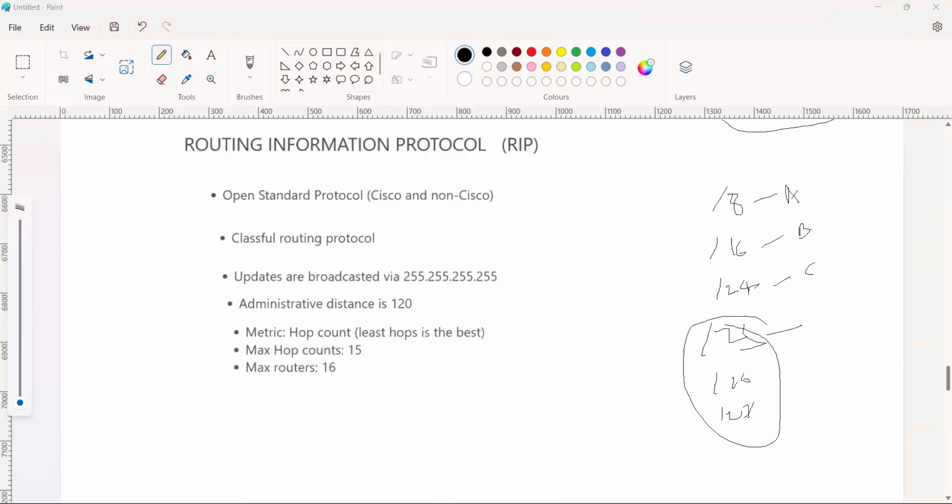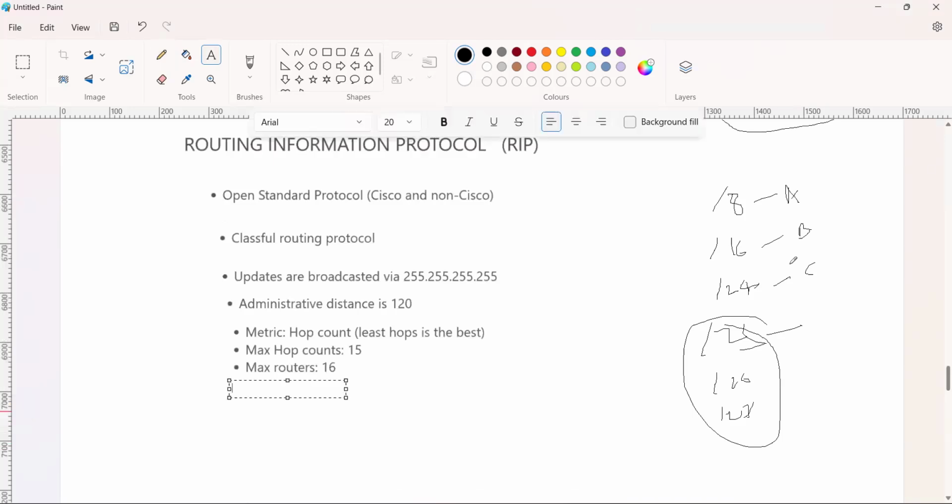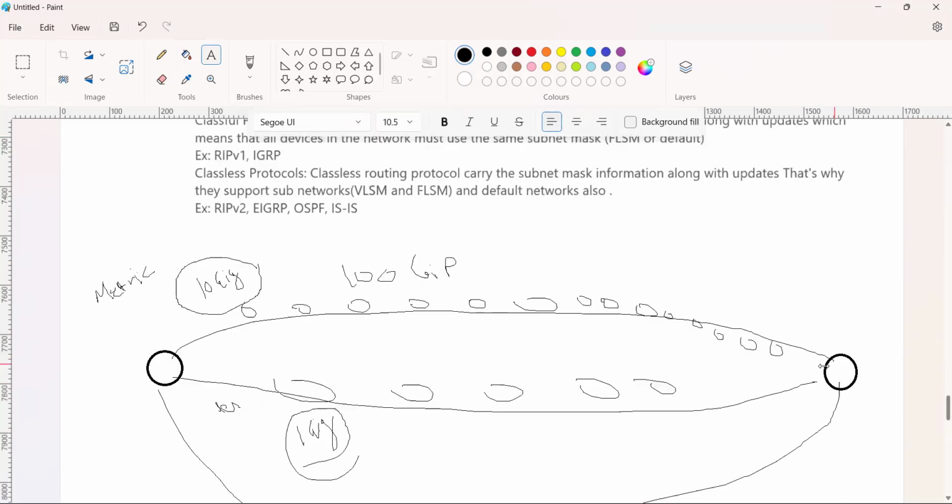And as I mentioned, here we can write that the 16th hop is unreachable. If the 16th hop is there, that is unreachable. The packets will be dropped. Here, if it is the 16th hop, the packets will be dropped.